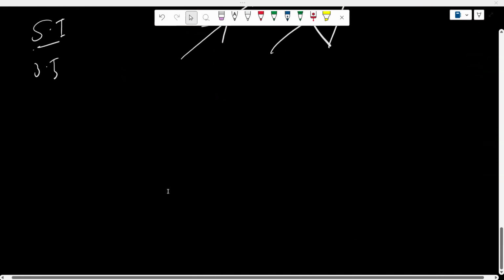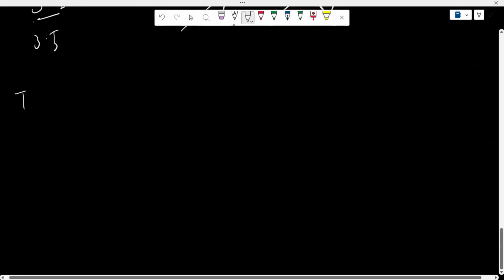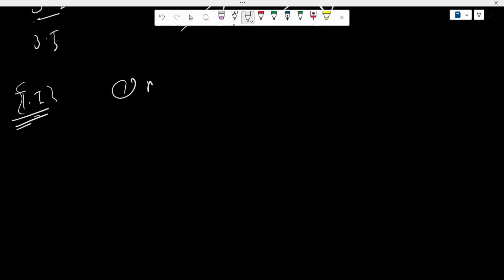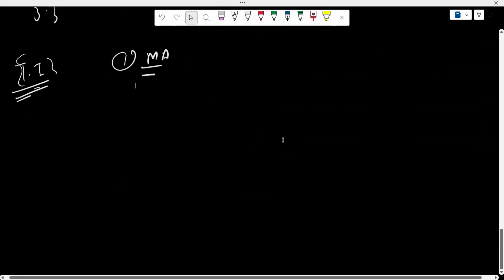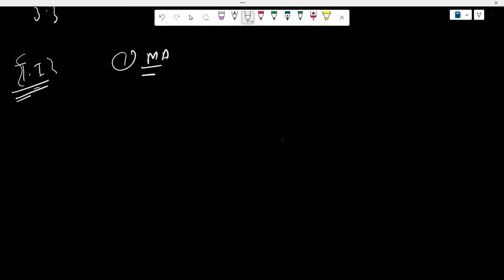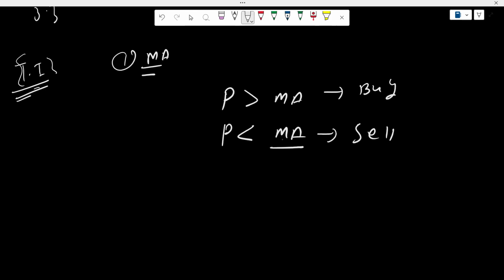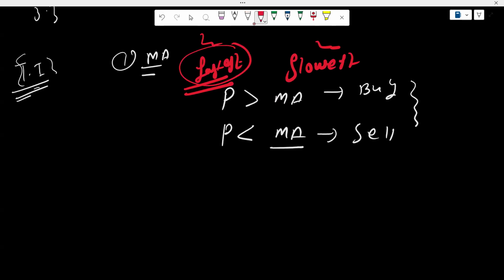Okay, great. So let's start the technical indicator part. In technical indicators, first is the moving average. Whenever price crosses above its moving average, we consider this as a buying point. When the price crosses below its own moving average, we consider it a sell point. Why? Because price is the fastest thing, price will move fast and the moving average will move slow. So we are just comparing fast and slow. When the fast is crossing above the slow, it's a good sign.